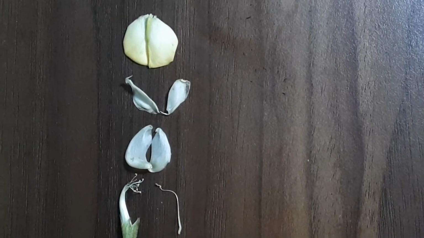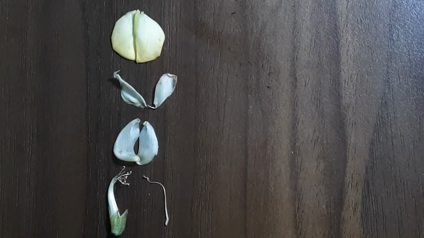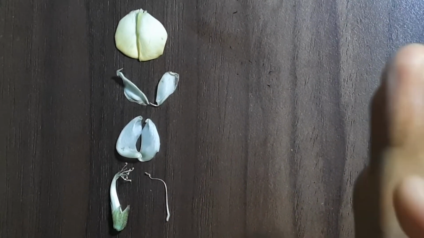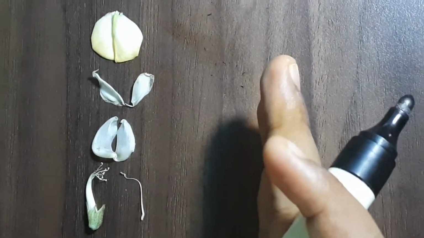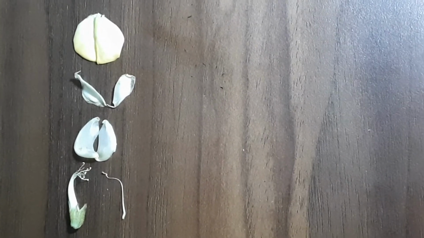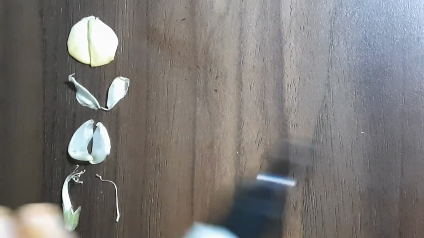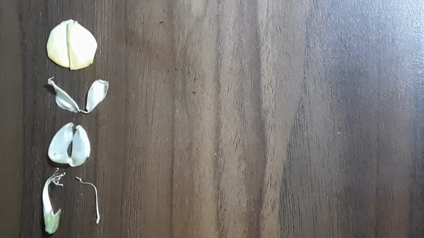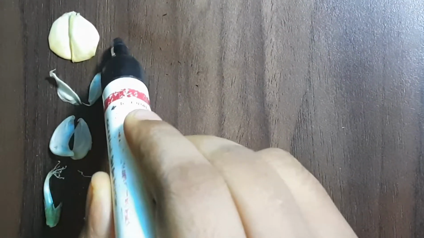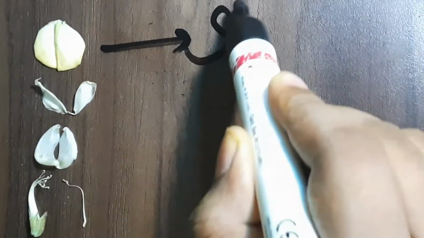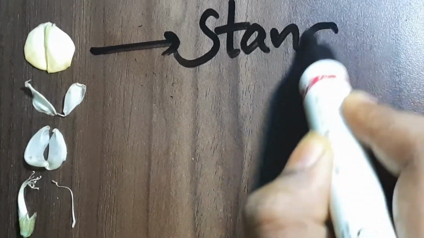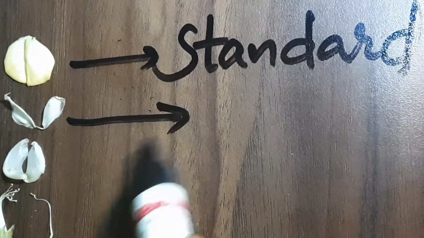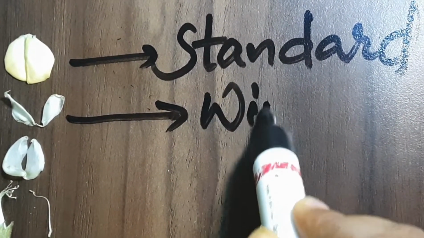So now we are going to check the actual flower. I have completely dissected one flower, and I'm also going to dissect another flower for you in this video. So let's first analyze and study the structure of this flower. This petal is the standard, a single petal. These two are the free petals, which are called the wings.